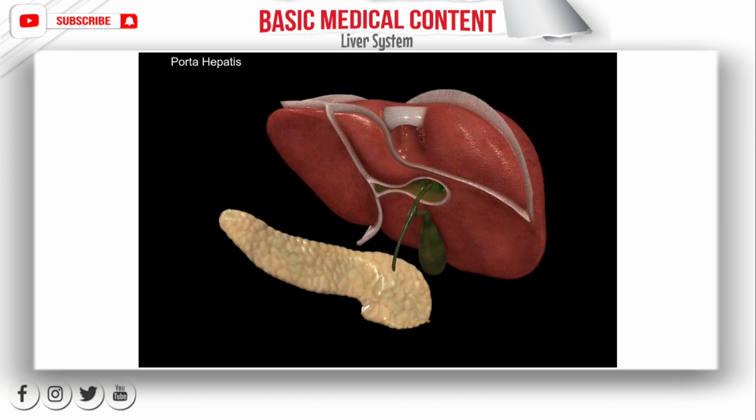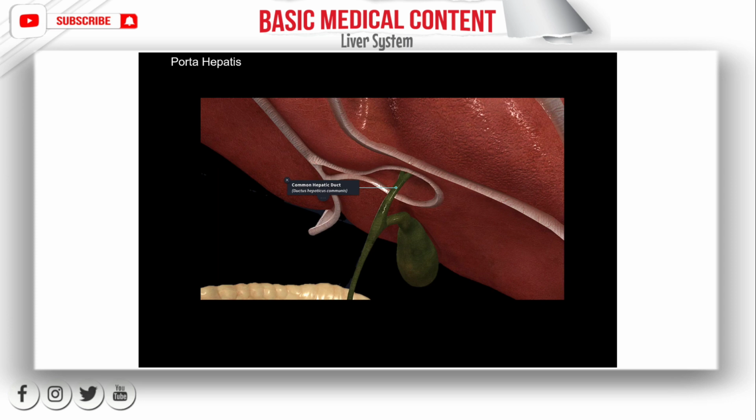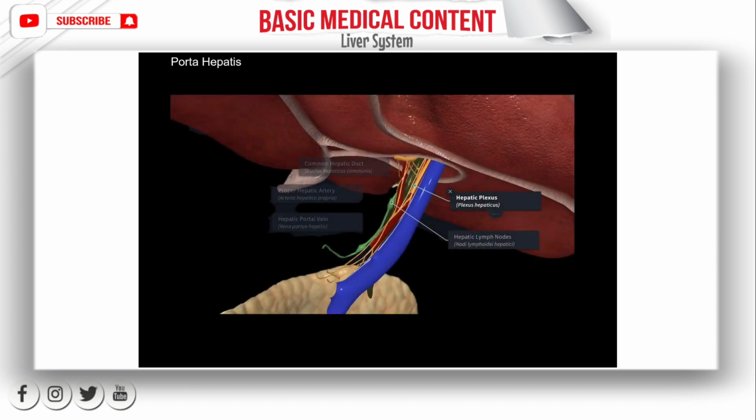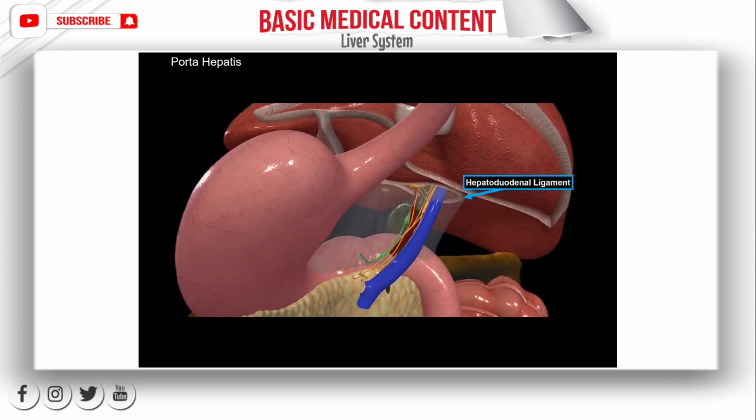Now, let's talk a little bit more about the porta hepatis, which I've highlighted in green right here. As we said earlier, the porta hepatis, or the transverse groove, is a short, deep depression. And there are a few things that go in and out from this place. The most noticeable structure is the common hepatic duct, but you will also find the hepatic portal vein and the hepatic artery proper going into the liver through the transverse groove as well. Other structures you'll find here are the hepatic lymph nodes and some nerves called the hepatic plexi going through the transverse groove as well. And they're all covered by the hepatoduodenal ligament.